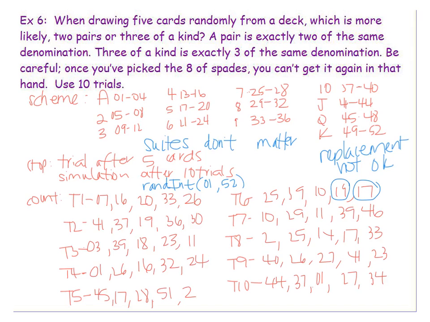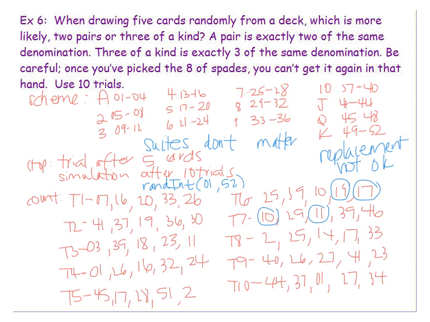In the next group, I have 10 and 11. Are they from the same ones? 10 and 11 are both 3s. So those are a pair. My next one are 14 and 17. Are they in the same group? No, 14's a 4 and 17's a 5.